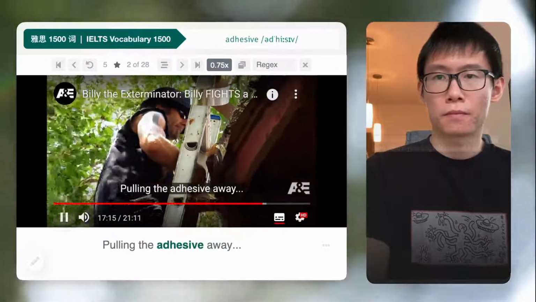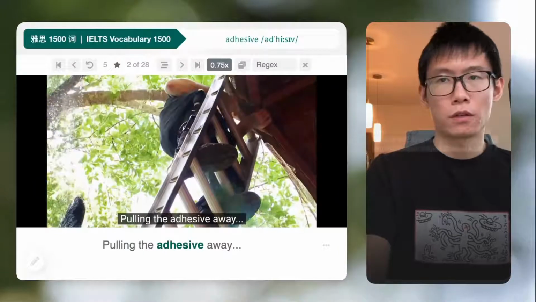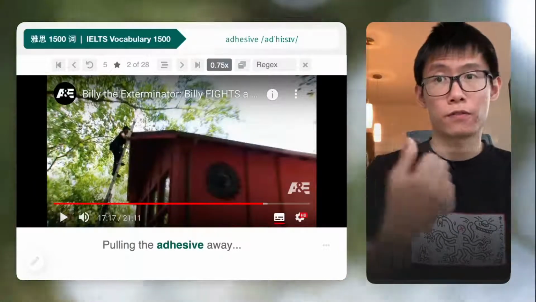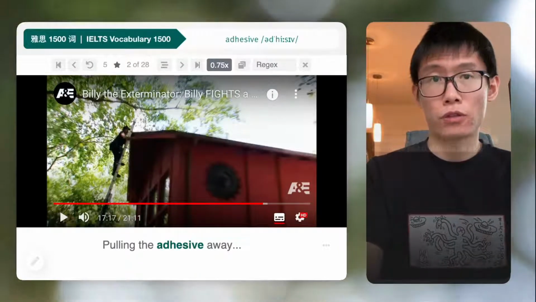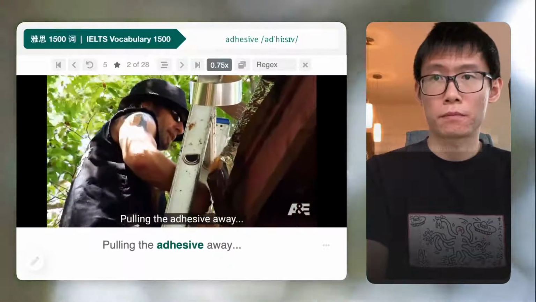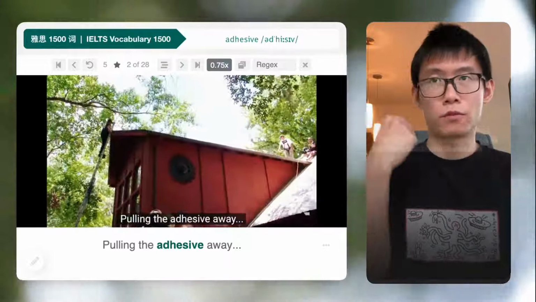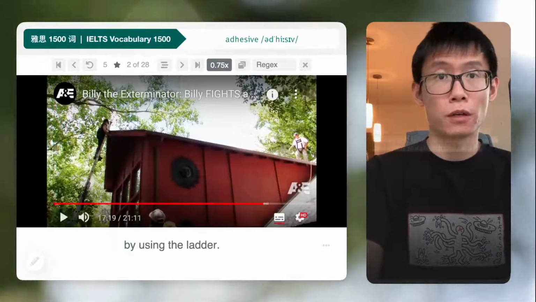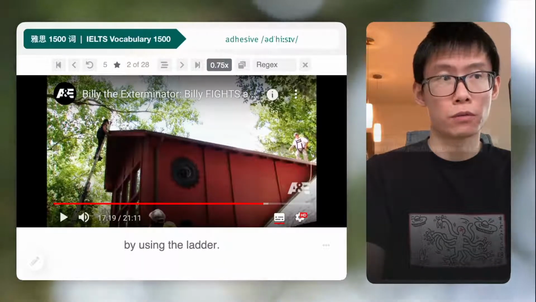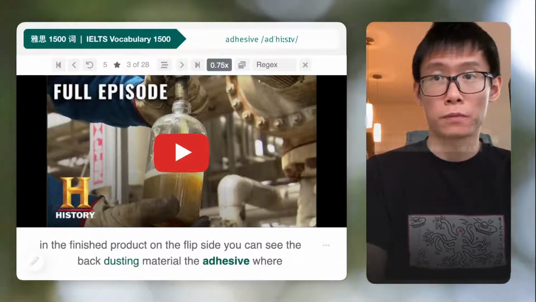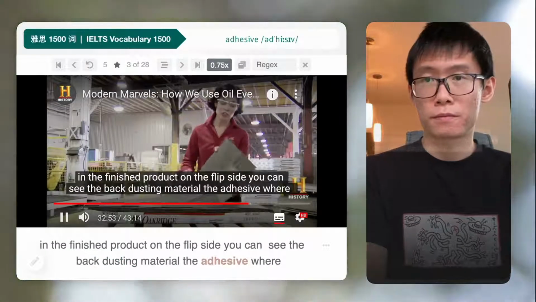Pulling the adhesive away. So he's removing the adhesive on the trim. Right, so he's removing the adhesive, removing the glue, probably a very strong glue. Together in the finished product.